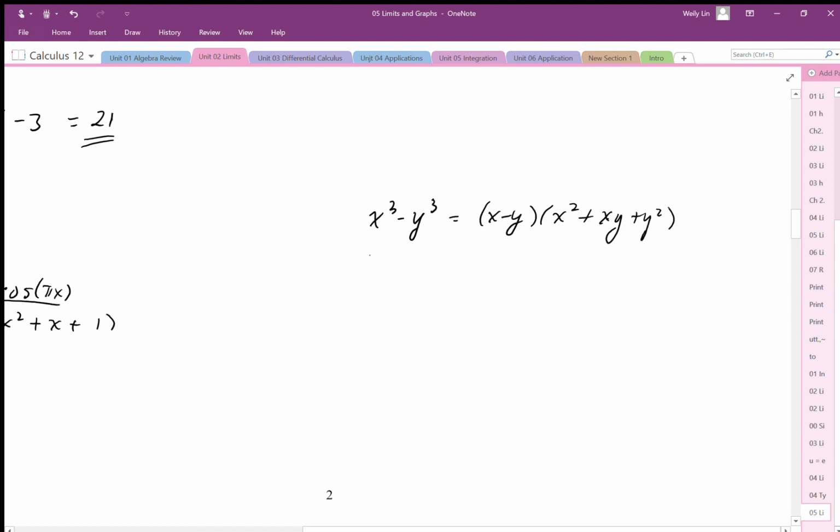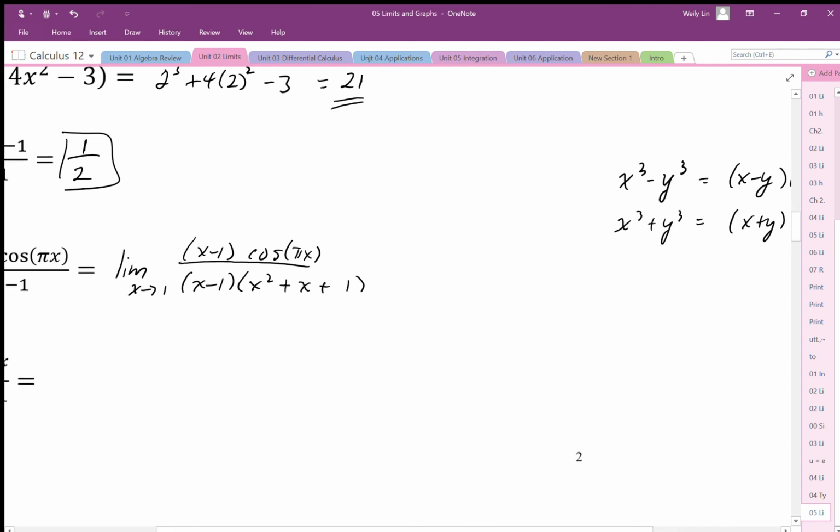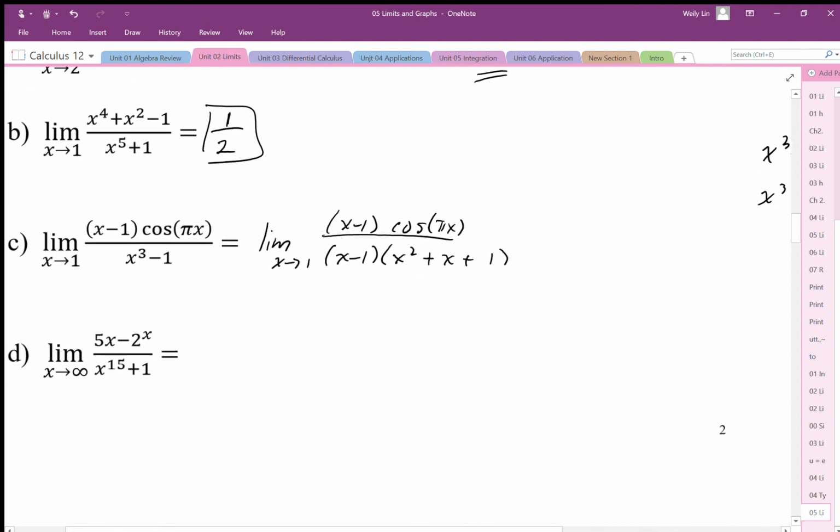Okay, and there's actually a formula for the sum of cubes as well. It's going to be the same, x plus y. So this factor matches a minus, this factor matches a plus. And then we have the same pattern, xy plus y squared. Okay, but it becomes minus. So minus becomes plus, plus becomes minus. And this is our factored form of a difference or sum of cubes. So that's how I knew that.